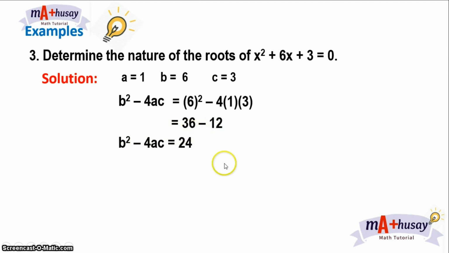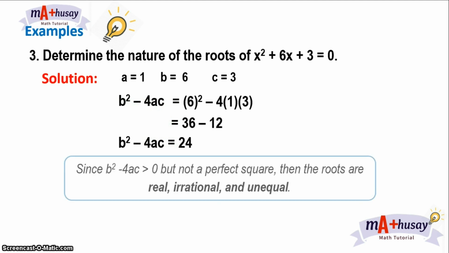Now, the discriminant is greater than 0. Diba? Mas malaki si 24 kaysa sa 0. And we know that 24 is not a perfect square. So, we can describe the nature of the roots of x squared plus 6x plus 3 equals 0 as real, irrational, and unequal. So, to show you kung bakit siya real, irrational, at unequal, so we'll use the discriminant, which is 24, and plug it in the quadratic formula.